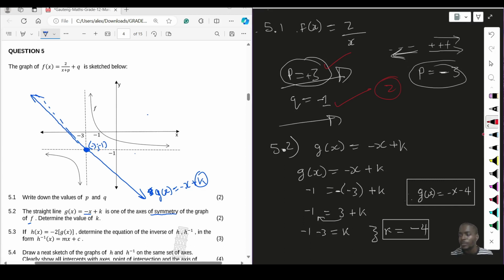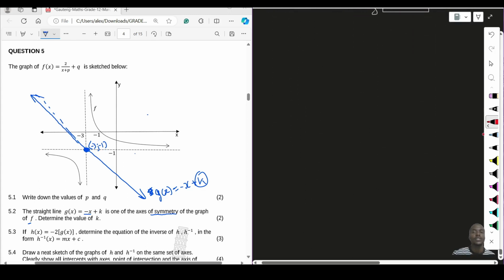Then how do they mark this one now? The correct substitution and you getting k is equal to negative 4. This is now 2 marks. Then let's move to 5.3. If you did not hear me for 5.2, please try to rewind. It will make things easy.